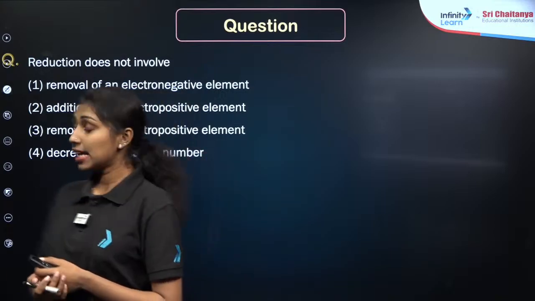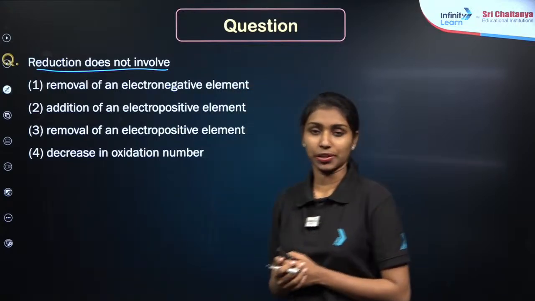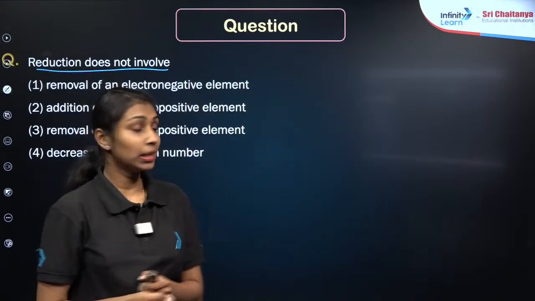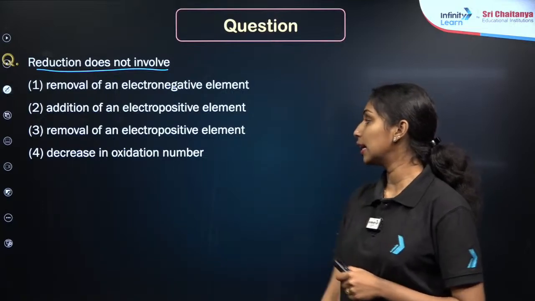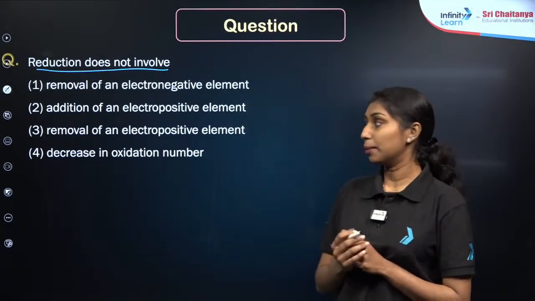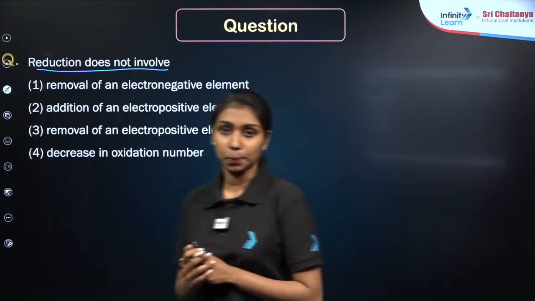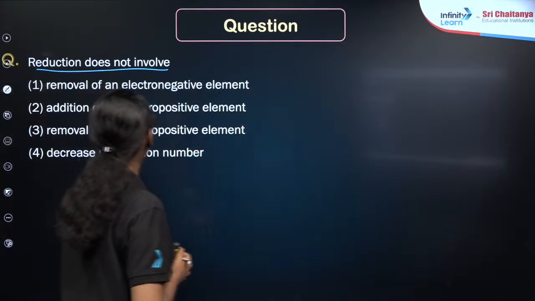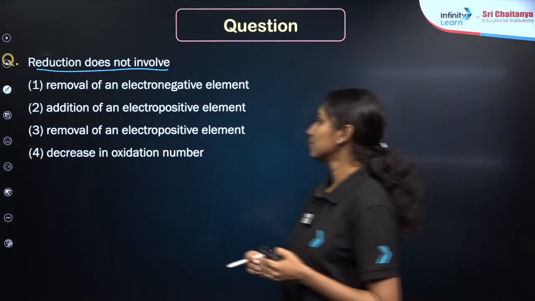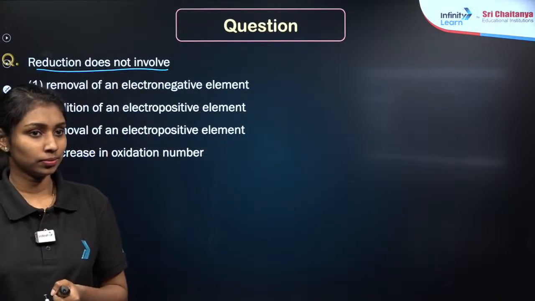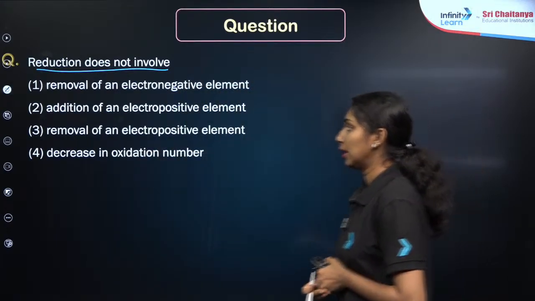Then the next question is, reduction does not involve. We have already discussed the different concepts of reduction and oxidation, right? Classical concept, oxidation number concept and electronic concept. Based on that idea, you have to give the answer about reduction. Reduction does not involve which of the following options. The first option is the removal of an electronegative element. The second one, the addition of an electropositive element. The third, the removal of an electropositive element, or the decrease in oxidation number. Okay, what will be the answer? Reduction does not involve.